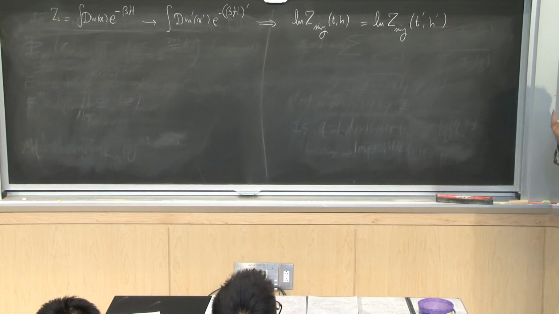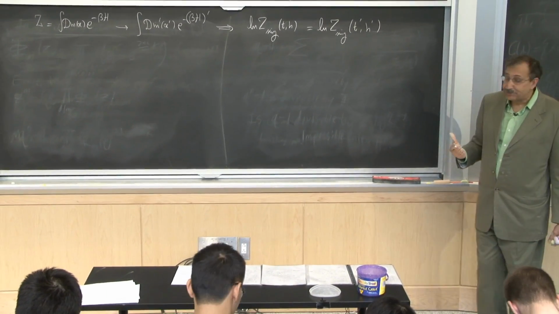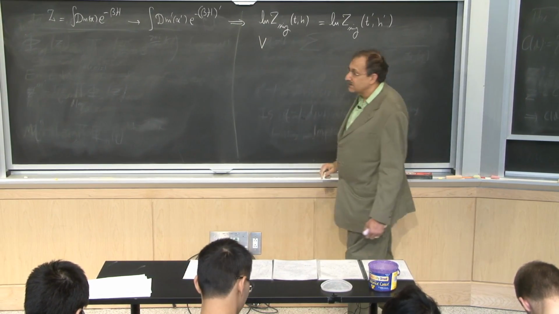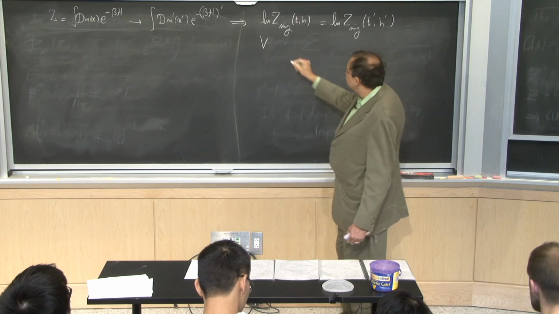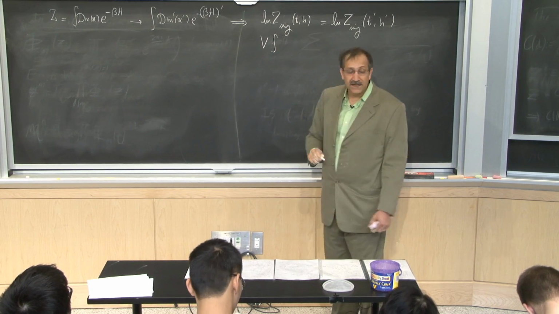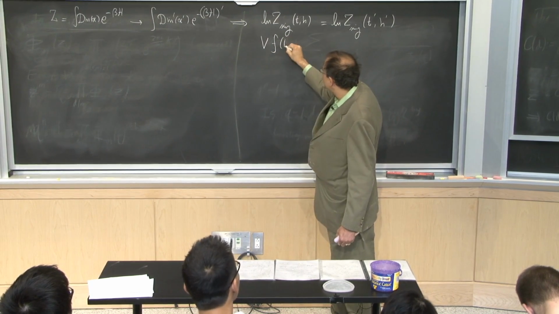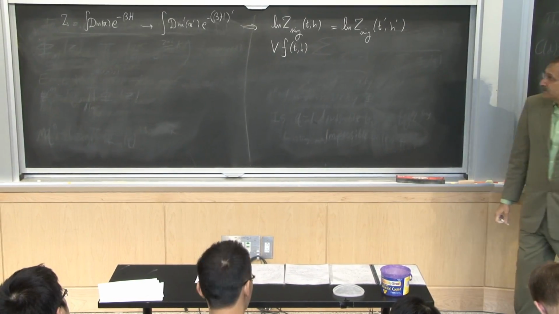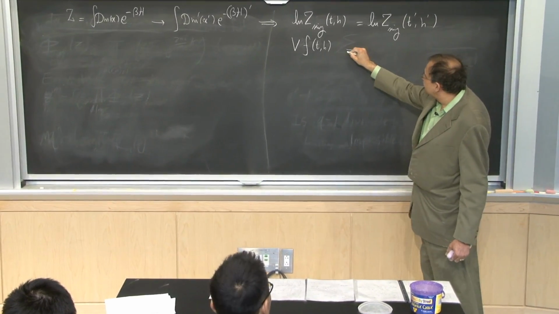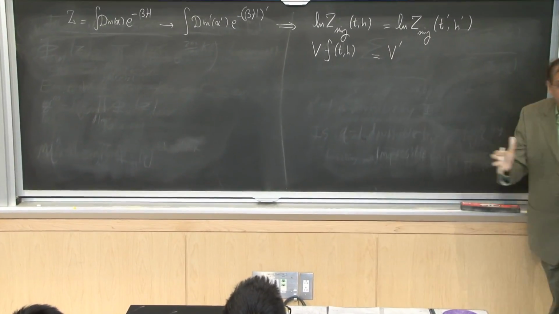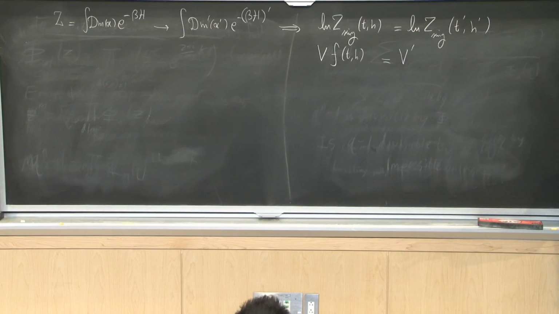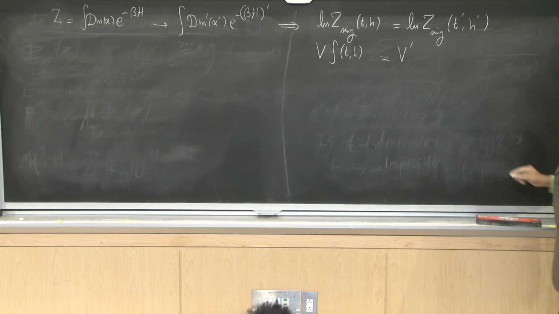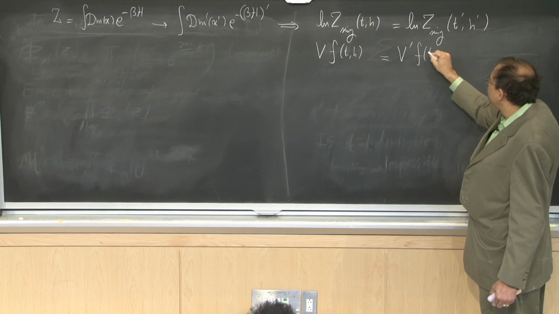Now, there is one other issue, which is extensivity. Up to signs and factors of beta, etc., this is V times an intensive free energy, which is a function of t and h. Okay? So this is the same as V prime, because the volume shrunk. I took all of my scales and shrunk them by a factor of b. V prime f of t prime and h prime.